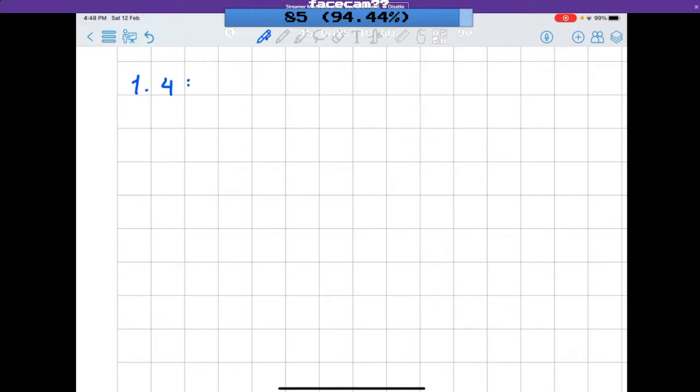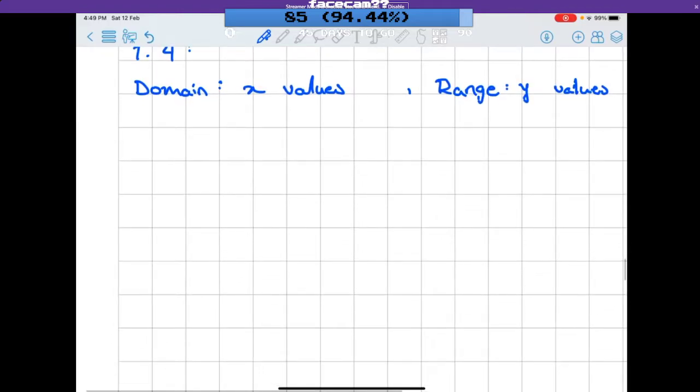First off, let's start talking about domain and range, okay? So, domain is x values, and range is y values. Alright? So, once you have defined domain and range, you're good. You know what they are. You're set for the next few parts.